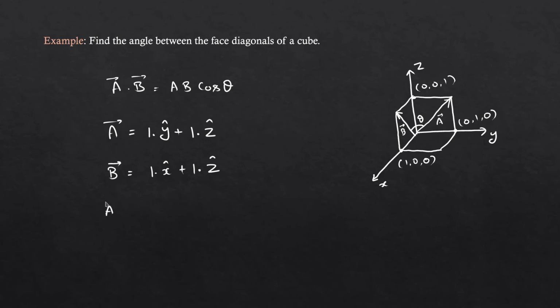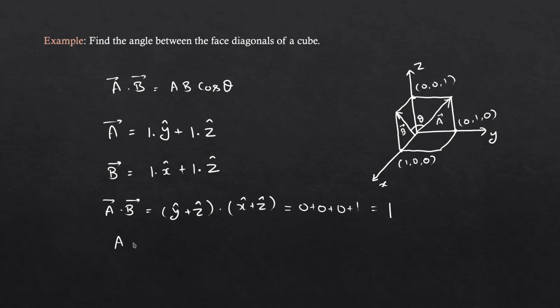So what is their dot product? Let's write y plus z dot x plus z. So y into x is 0, y into z is 0, z into x is 0, z into z equals 1. So we have 3 zeros and 1, which equals 1. So their dot product is 1. Now we have a dot b equals ab cos theta.